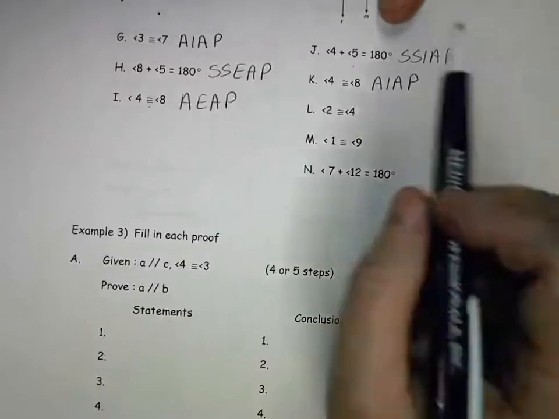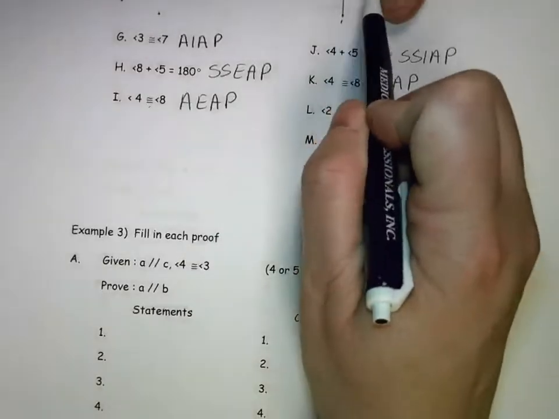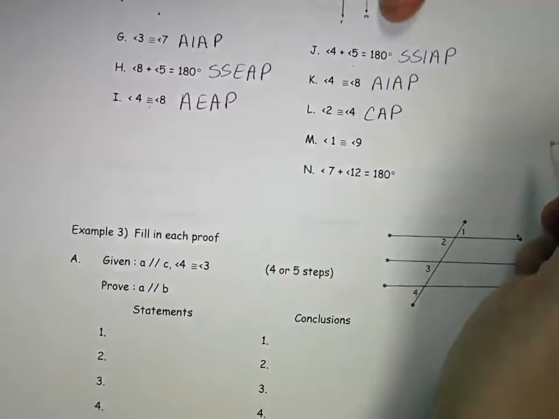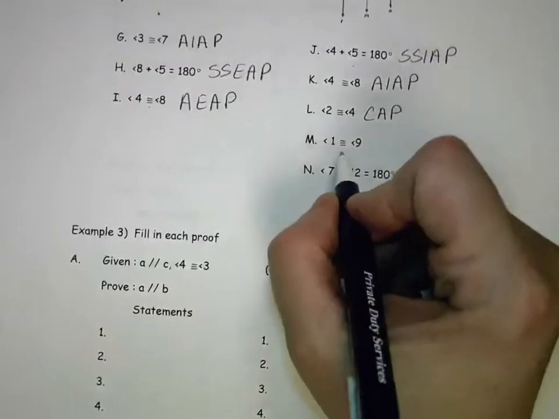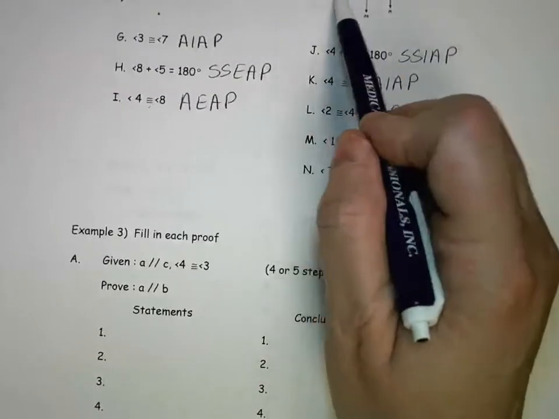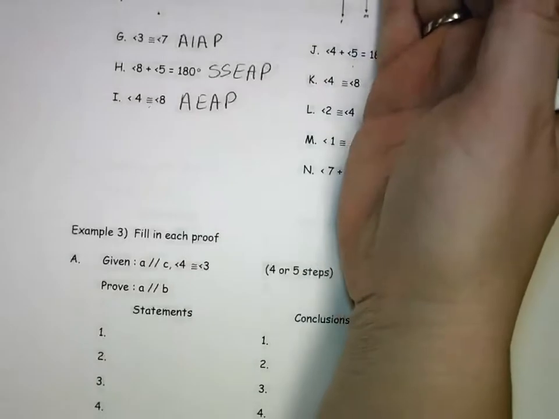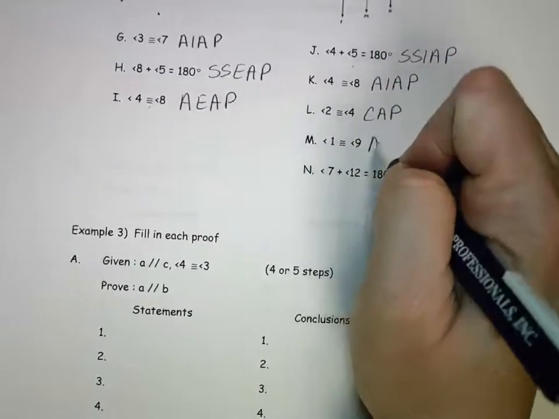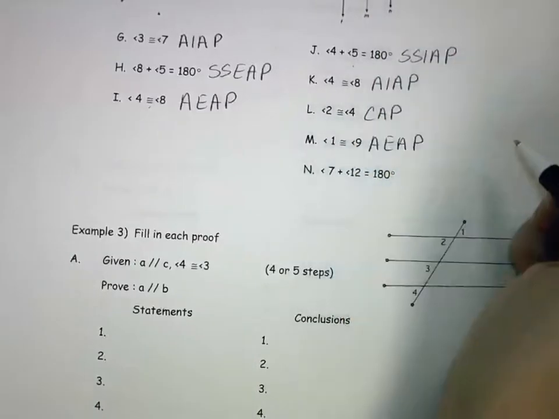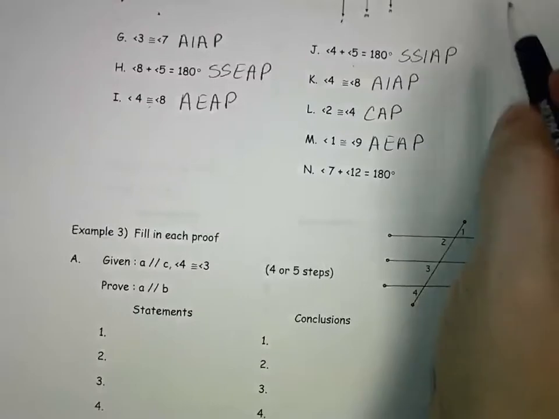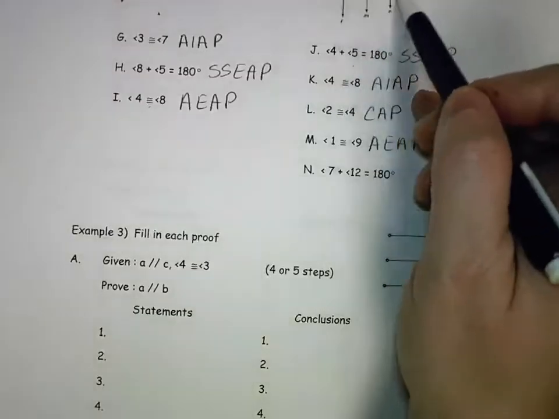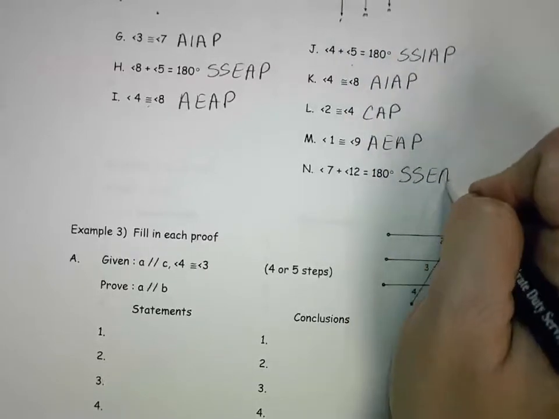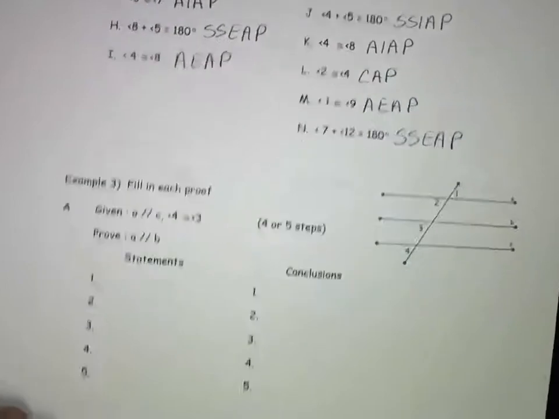Next one, I'm going to cover up this piece. 2 and 4 are corresponding angles that are congruent, so they make the lines parallel. Letter M, 1 and 9, and if you want to cover up that, that's fine. 1 and 9 are alternate exterior angles that are congruent, and they make the lines parallel. 7 and 12 are same side exterior angles. They add to 180, so the lines are parallel.